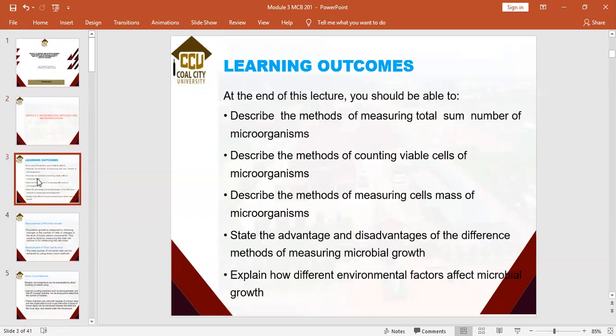Remember, we go back to our learning outcomes. We will be able to describe the methods of measuring the total number of microorganisms, and be able to describe how you use the counting chamber in counting viable cells and cell mass, then the advantages and disadvantages of each method, and be able to explain how different environmental factors affect microorganisms. Thank you, students.